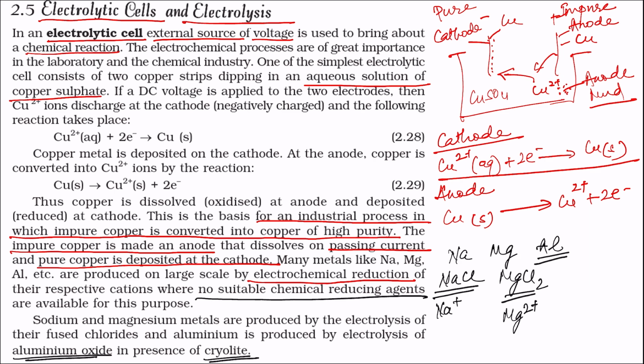Now what is cryolite? Cryolite has the molecular formula Na3AlF6. Why is aluminium oxide used in the presence of cryolite? Because this cryolite reduces the melting point of aluminium oxide, and helps in the extraction of aluminium.